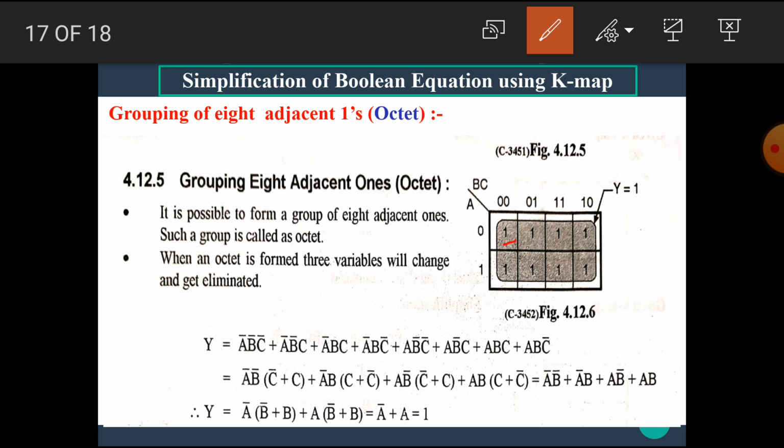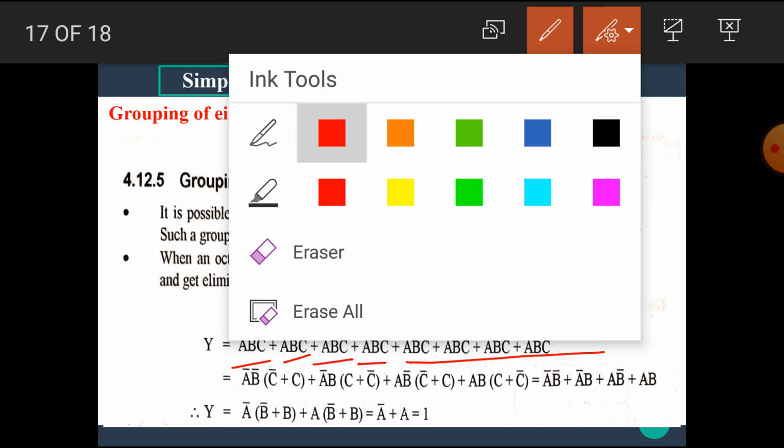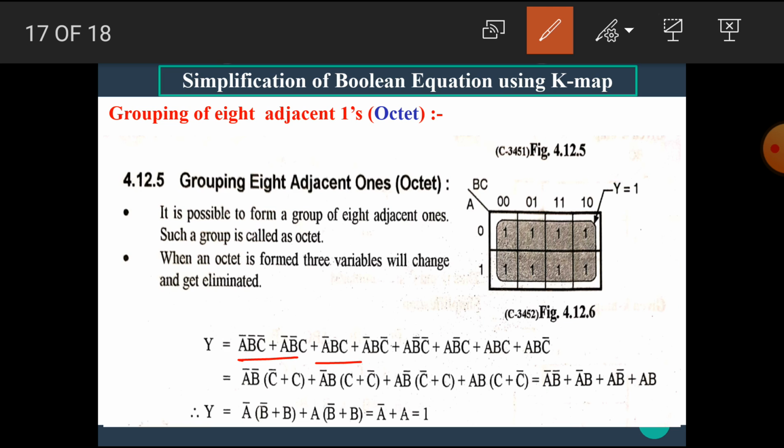That means by writing the associated minterms, this one is a bar b bar c bar. For this one a bar b bar c. For this one a bar bc. For this one a bar bc bar, and so on. Then from each two terms find the common ones and eliminate these terms. Okay, then we get here a bar b bar plus a bar b plus ab bar plus ab.